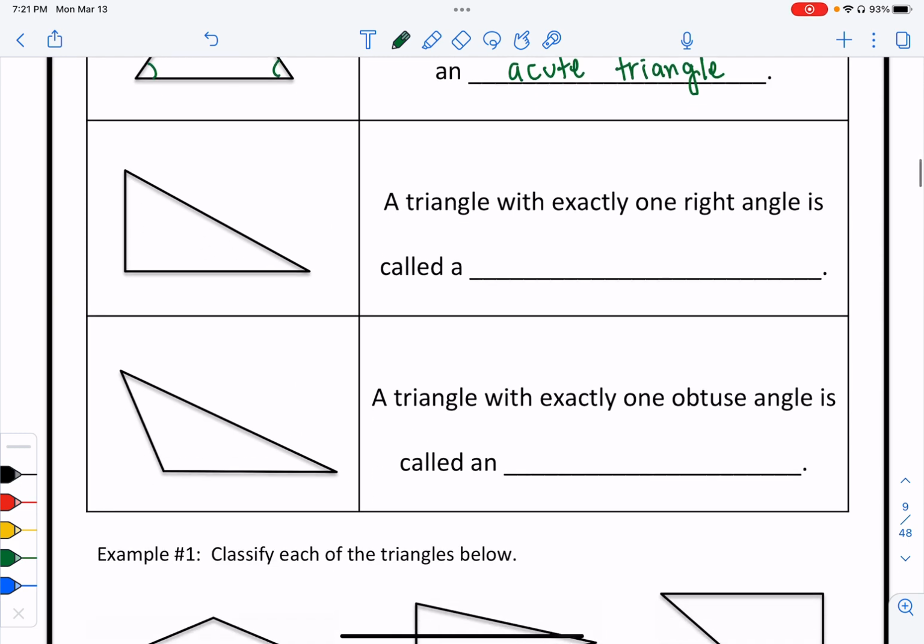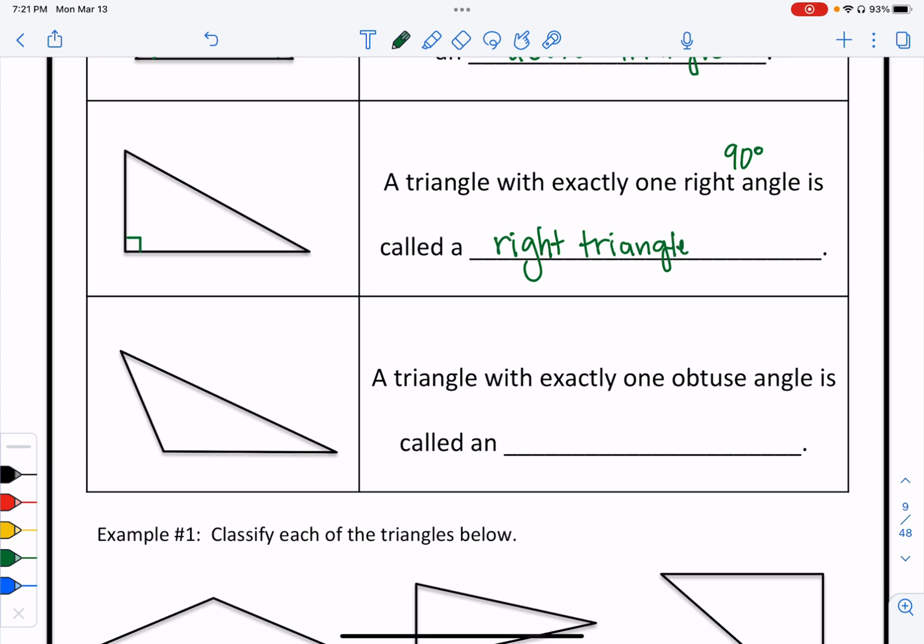Our second triangle is a triangle that has exactly one right angle. Remember, right angles are 90 degrees. And it's called a right triangle. Sometimes you'll see it with the square marker right here in the corner. Other times you won't. Remember, that's also a perpendicular line or perpendicular intersecting lines.